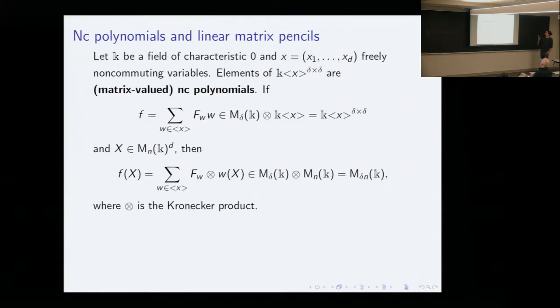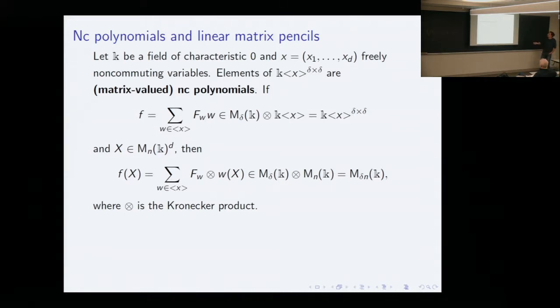Throughout the talk, I'm going to write K for a field of characteristic 0. At some point it's going to become algebraically closed, so I always just think of complex numbers, to be honest. x1 to xd are going to be freely non-commuting variables, and we're going to talk about elements of the free algebra, or sometimes matrices over elements of the free algebra. These are matrix-valued NC polynomials. I'm just going to call them NC polynomials.